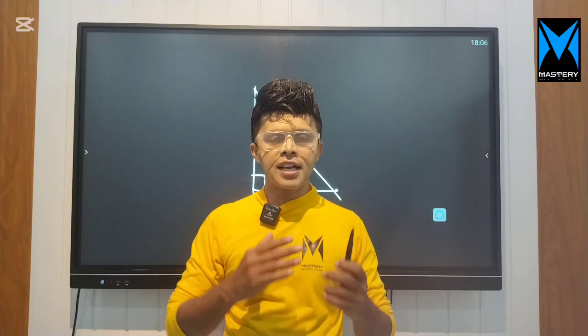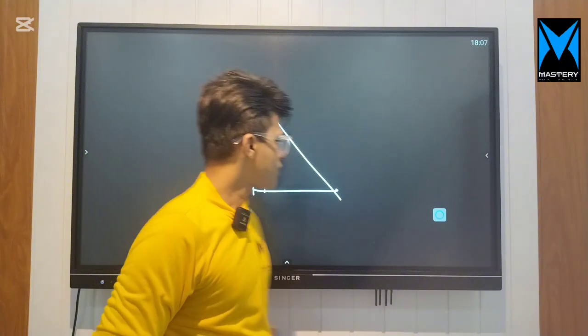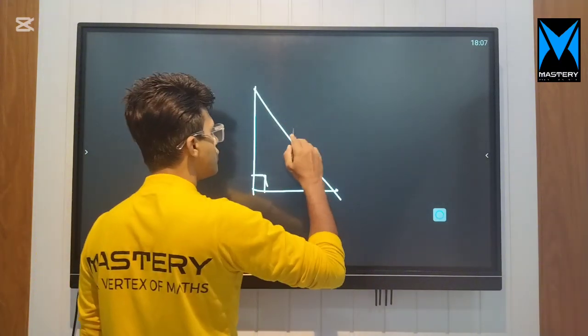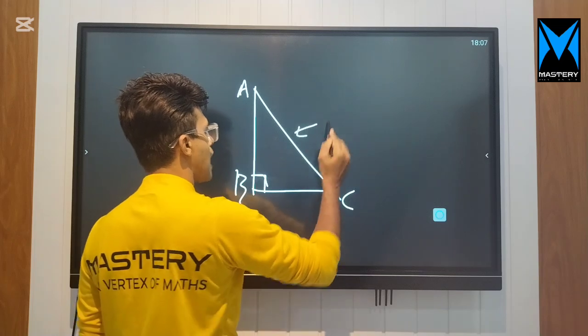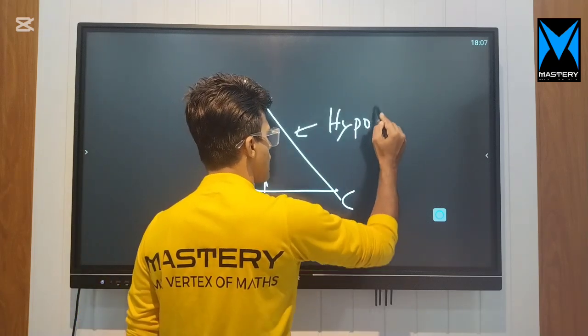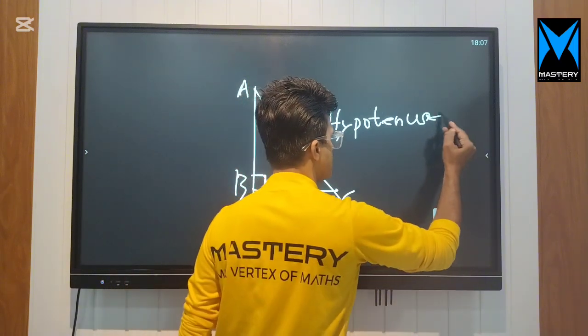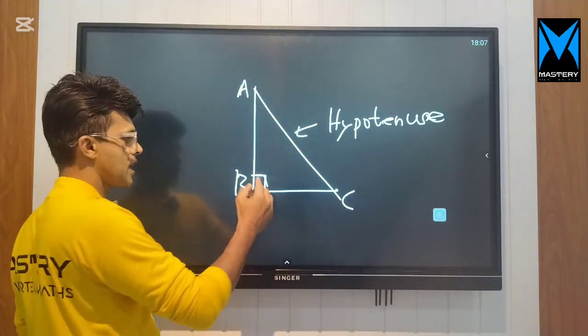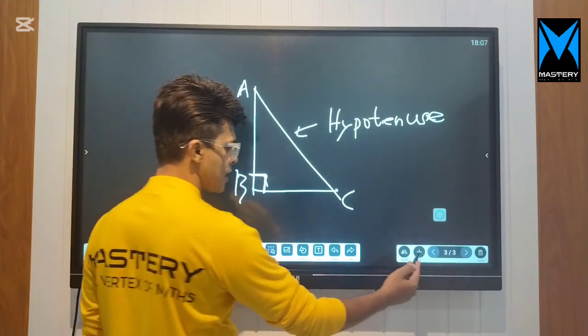When it comes to this relation, every time you need to consider right angle triangles. In this lesson, you need to use this only for right angle triangles. This theorem is applied, Pythagoras relation. This is a right angle triangle. This is the hypotenuse. The hypotenuse is the side which is found opposite to the right angle. So bear in mind.